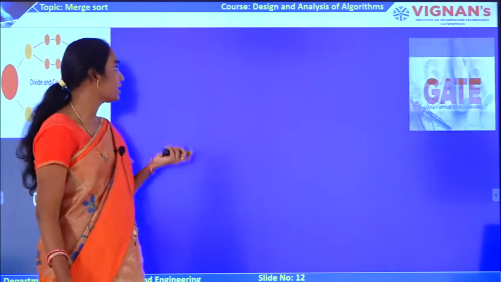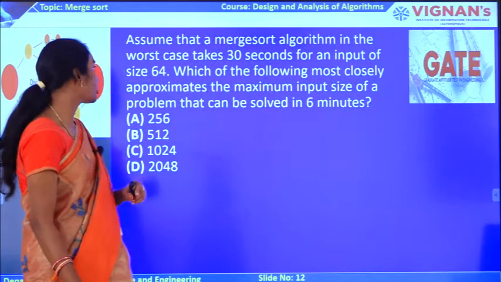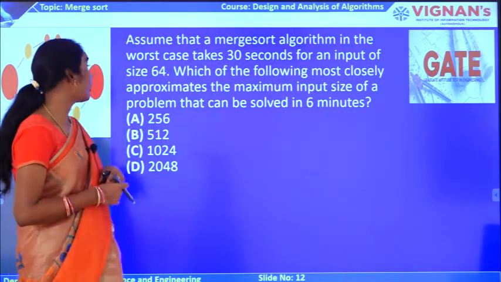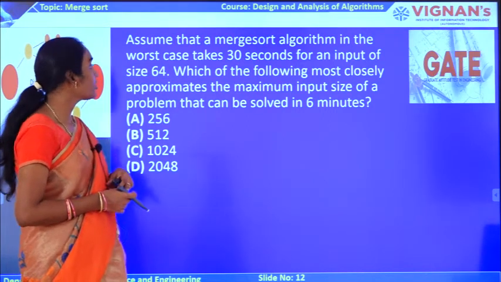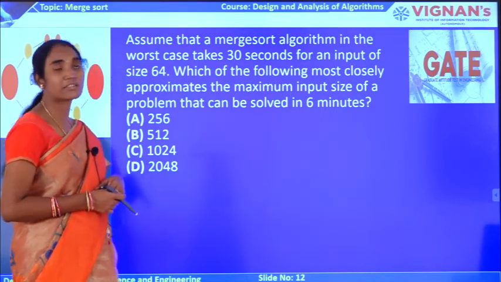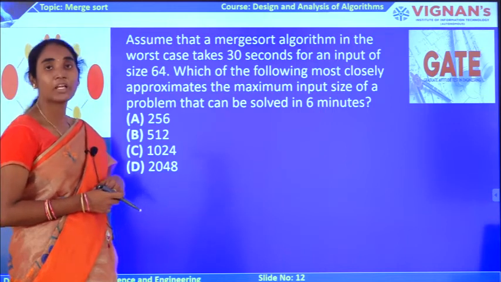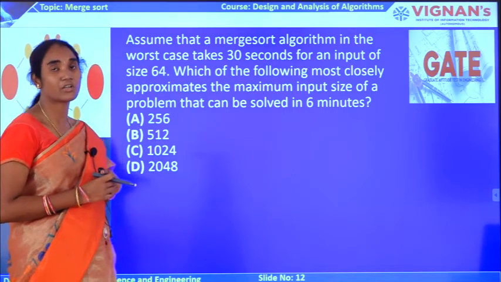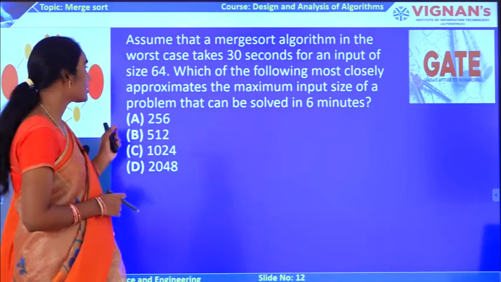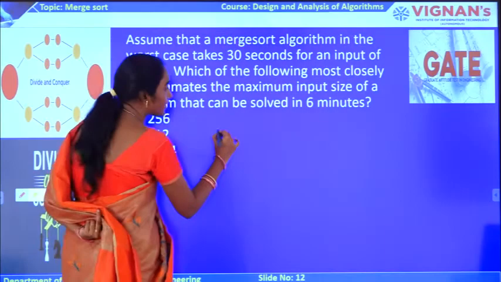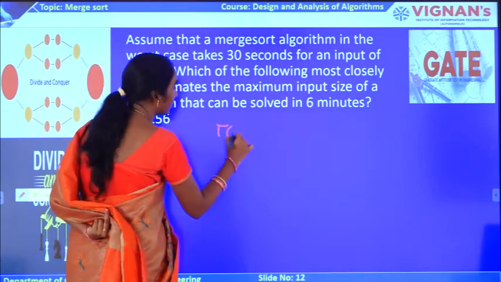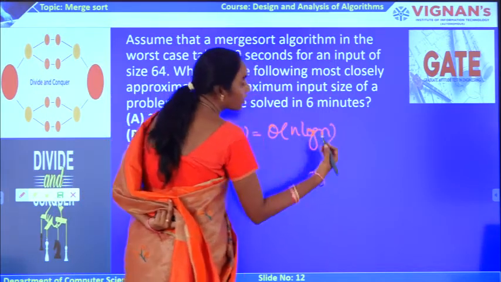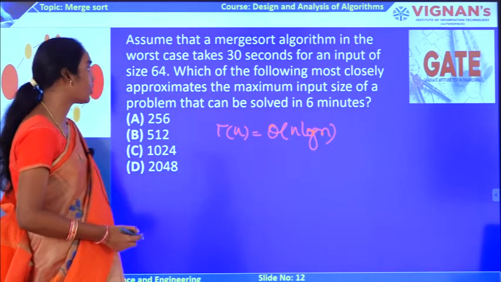Now let's see one of the GATE questions. Assume that the merge sort algorithm in the worst case takes 30 seconds for an input of size 64. Which of the following most closely approximates the maximum input size of a problem that can be solved in 6 minutes? This is one of the GATE questions from 2015, relevant to merge sort. The time complexity here is theta of n log n, as we have just seen in the previous slide's analysis.